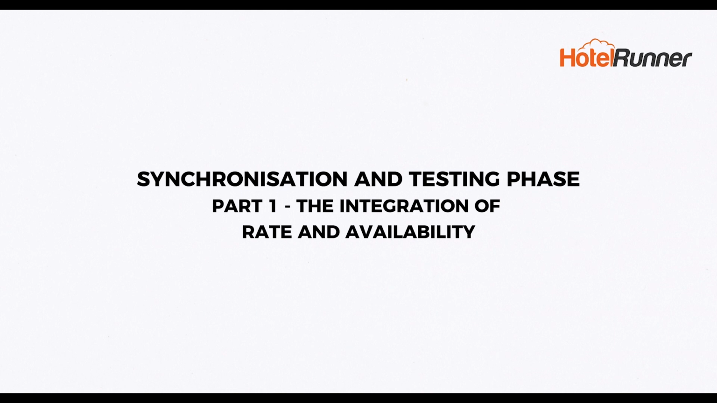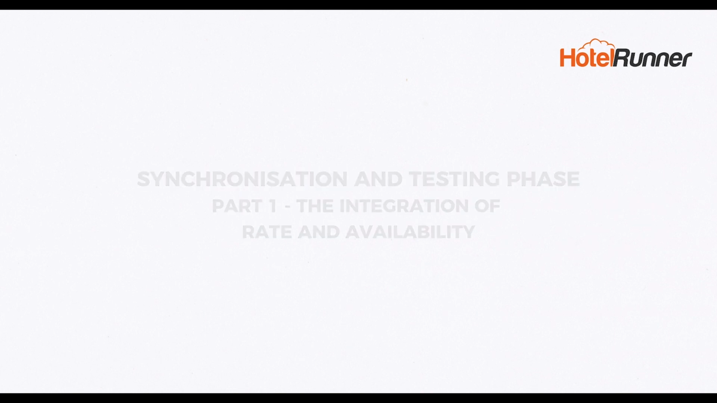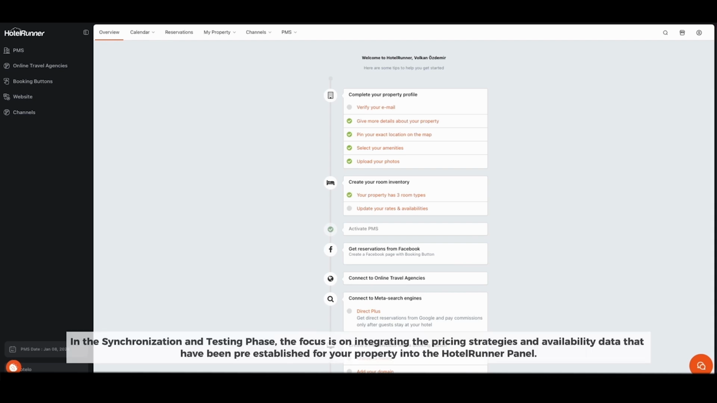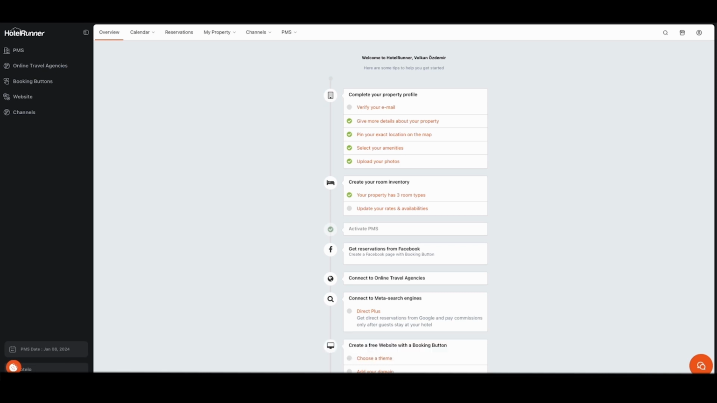Synchronization and testing phase. Part 1. The integration of rate and availability. In the synchronization and testing phase, the focus is on integrating the pricing strategies and availability data that have been pre-established for your property into the HotelRunner panel.